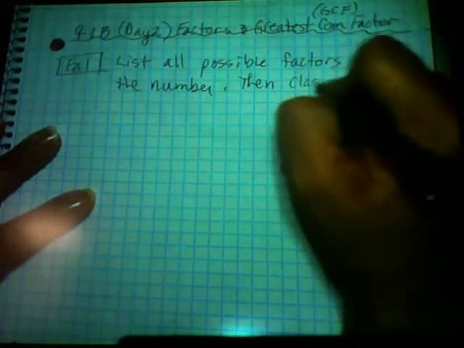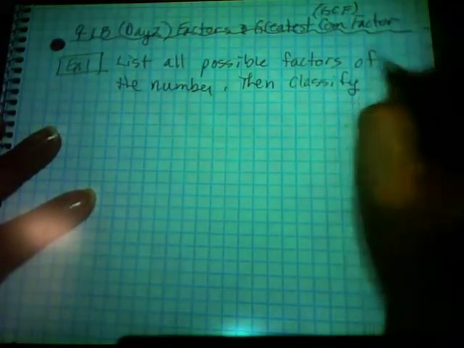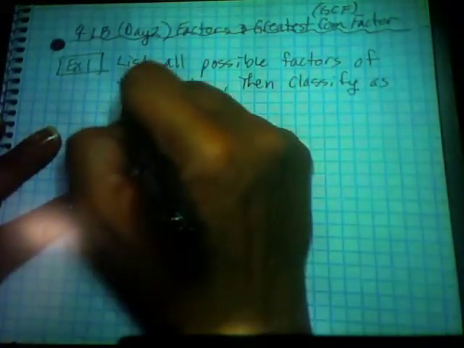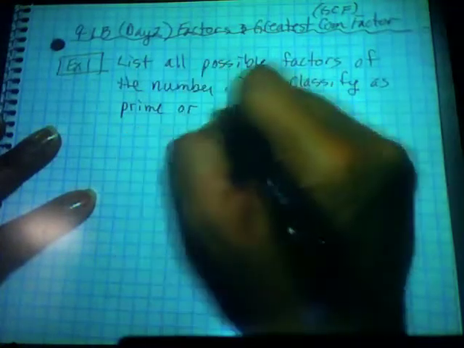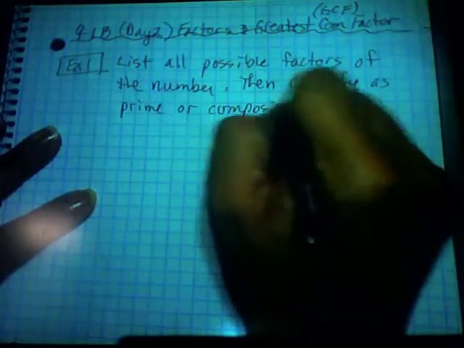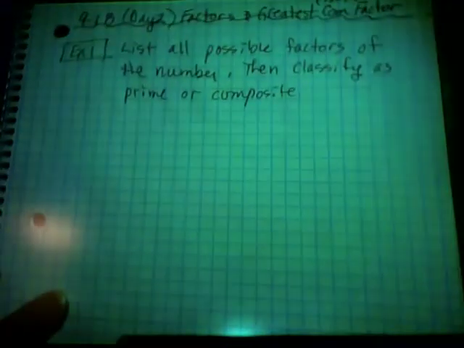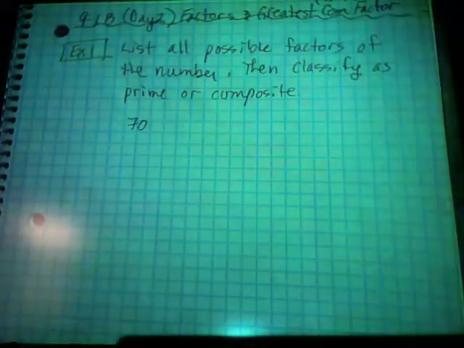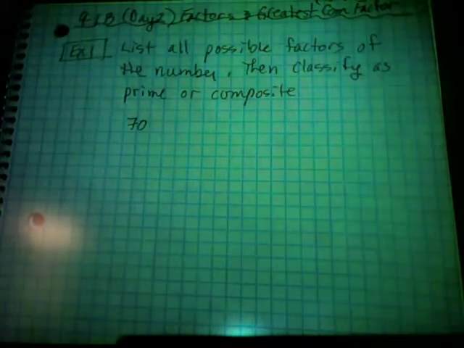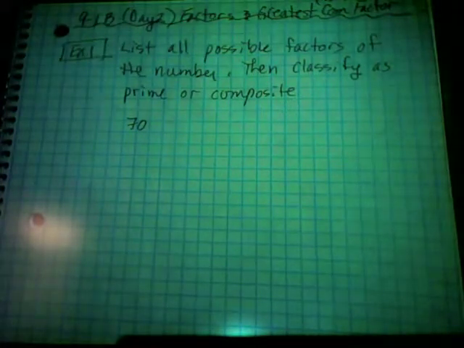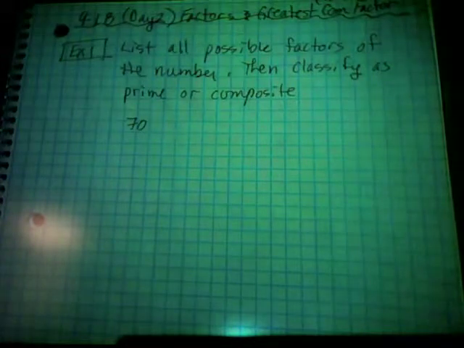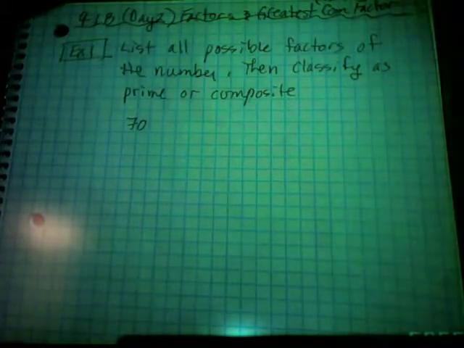Then classify as prime or composite. And here's your number. So go ahead and do that. Remember, you're supposed to know the difference between factor versus prime factor. So this is asking you to list all factors. So use your divisibility rules.